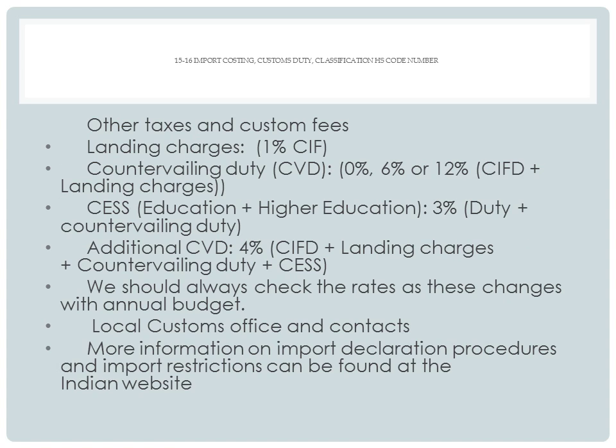Other taxes and customs fees. Landing charges 1% of CIF. Countervailing duty, CVD, 0%, 6% or 12%. This is on CIF plus landing charges. Cess, education plus higher education, 3% of duty plus countervailing duty. Additional CVD 4% of CIF plus landing charges plus countervailing duty plus cess. We should always check the rates as these change with the annual budget.